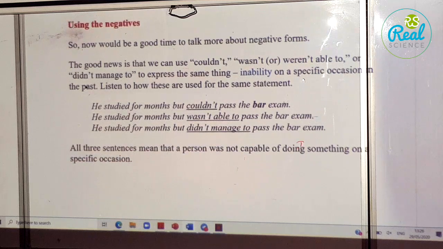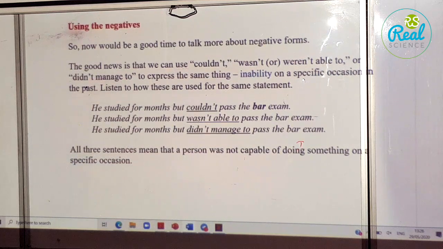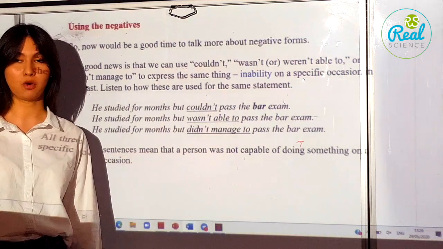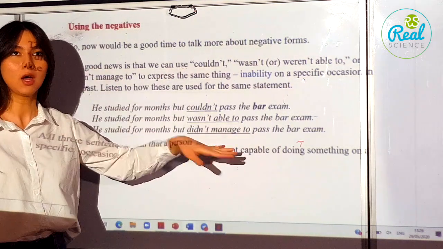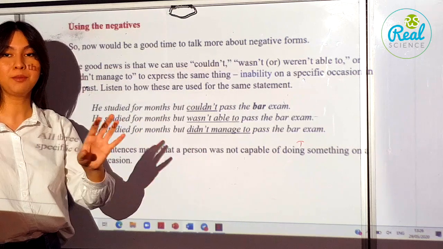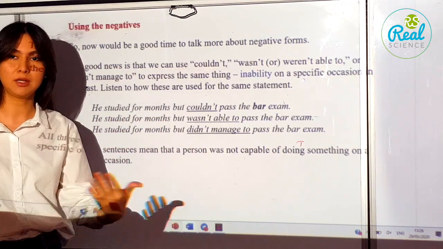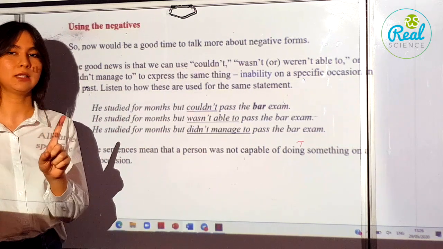And negative forms, guys, this is an easy one. When we talk about negative forms, we can use all of them for any situation. The negative form of couldn't can be used for specific situations in the past also. Just the negative form, okay?